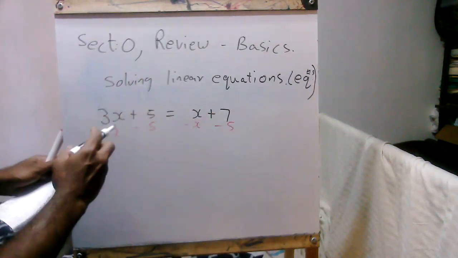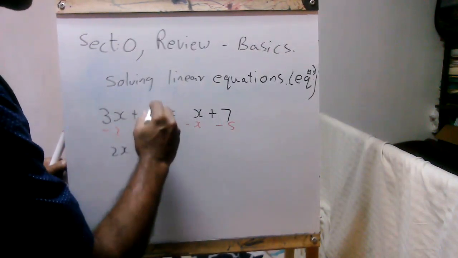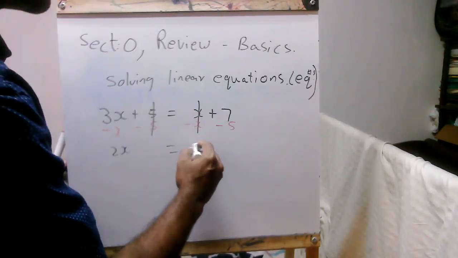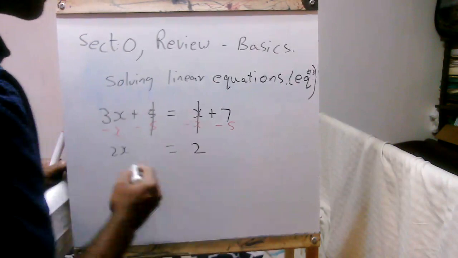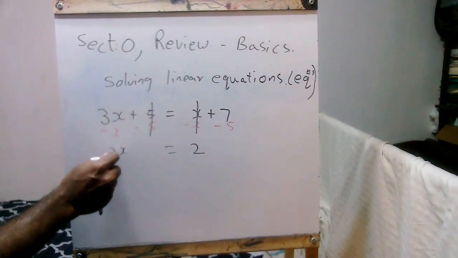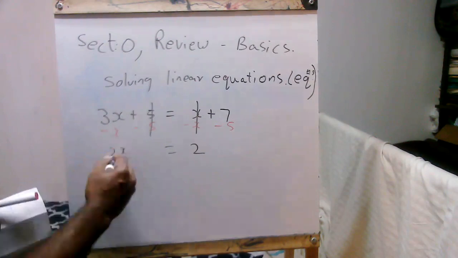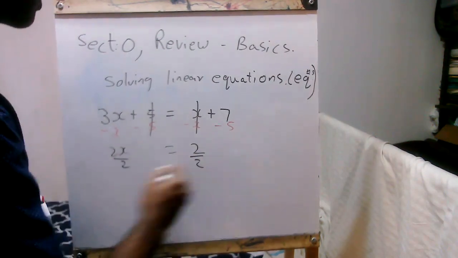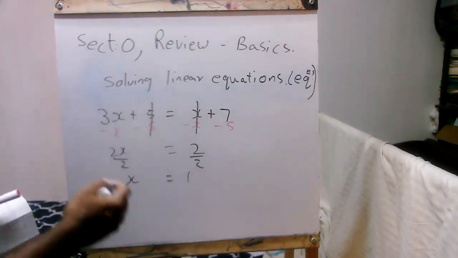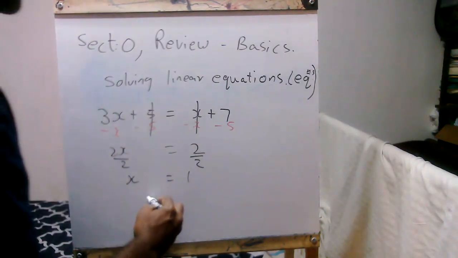Then simply combine these two lines, we get 2x, these two cancel out, equal to 7 minus 5 is 2. Then to get x by itself, we think what operation is in between 2 and x, it is multiplication. The inverse operation is division. We divide by 2, we divide by 2, we get x equal to 1, right? Now x equal 1, this is the final answer.